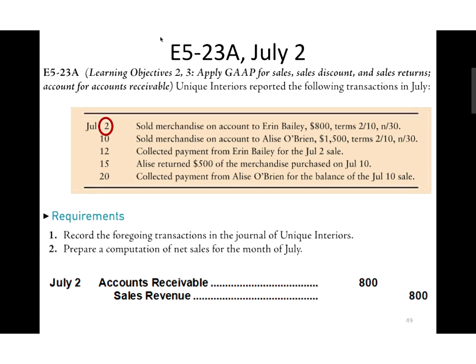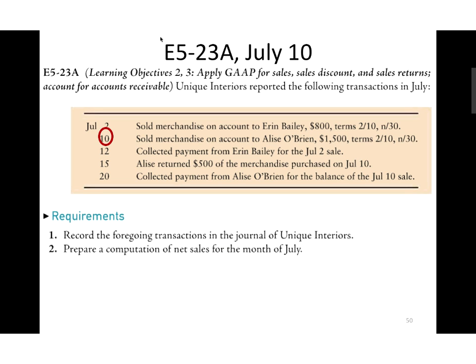Okay, so we have the first entry, July 2nd. We have accounts receivable. We book it for the total amount of the sale, the $800 she bought. We don't know if she's going to take the discount or not, so we just book it. She owes us $800. That's an asset. We credit sales revenue for $800. Then we move on to the next item down.